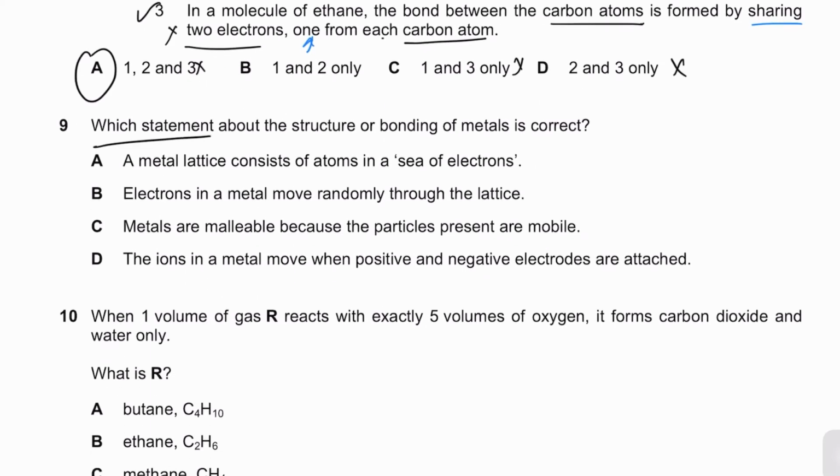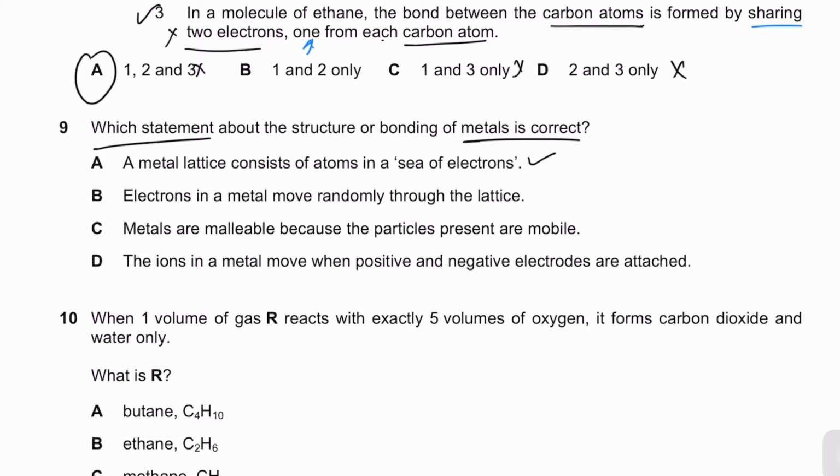Which statement about the structure and bonding of metals is correct? A metal lattice consists of atoms and a sea of electrons. Okay, this could be correct. Electrons in a metal move randomly through the lattice. Okay, so electrons move in a lattice. Now, this statement is actually incorrect because the metal consists of atoms. It consists of positive ions, not atoms.